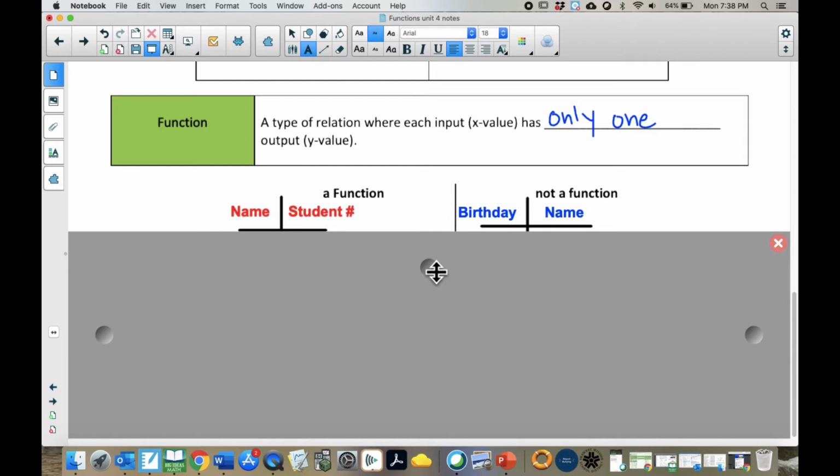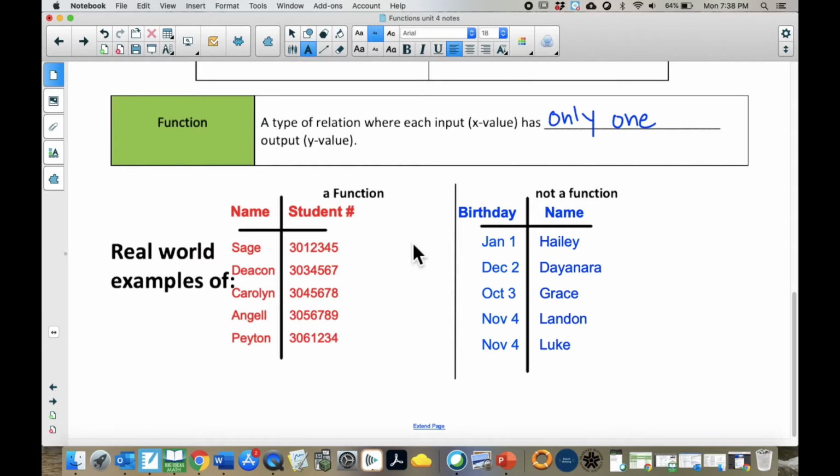Think about your birthday and someone else's name. Can two people have the same birthday? Yeah, they can. So since two people can have that, it is not a function. So let's take a look at what we did here. Think of this like an XY table, or we can also think of it as a mapping diagram. These are not real student numbers, so don't worry about that. Sage has this student number, Deacon has this, Carolyn has this, Angel has this, Peyton has this. There's no person who has two of the same number, right? No one shares a number. So that would be a function.